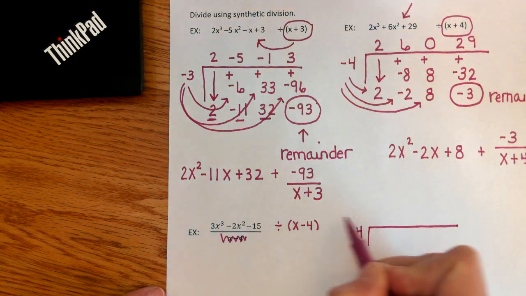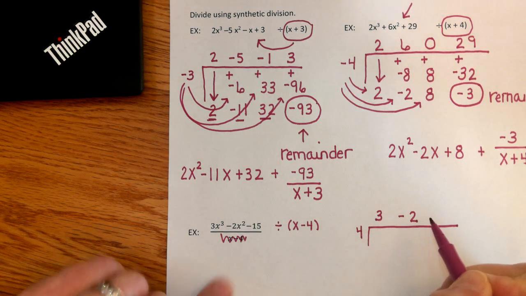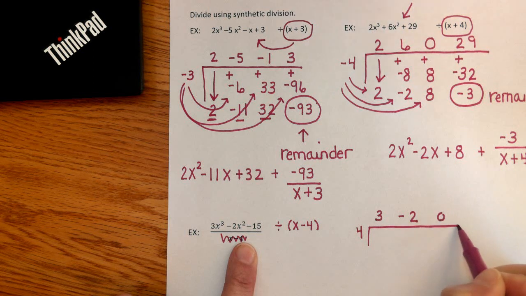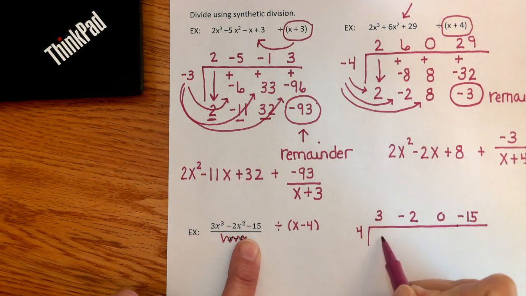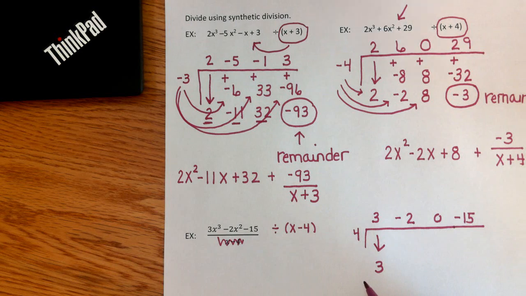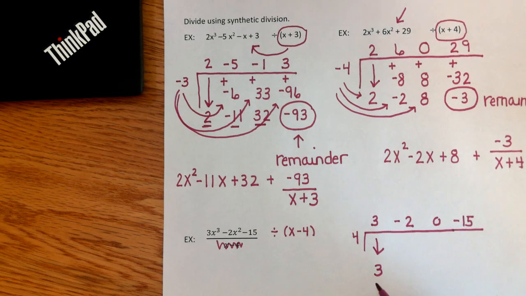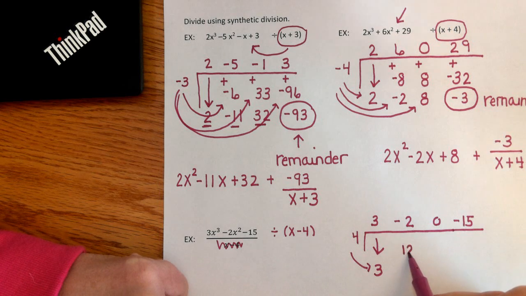On top, I'm going to put a 3. I'm going to put a negative 2. I'm missing my x term again. And then I'm going to put my constant. So we're going to drop and multiply. Excuse me. 4 times 3 is 12. And we're going to add, and I'm going to get 10.